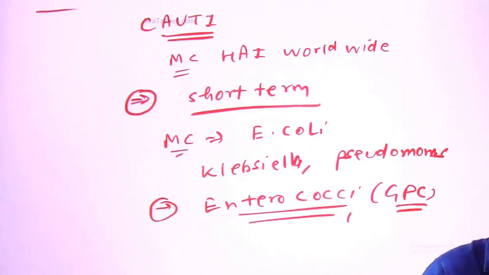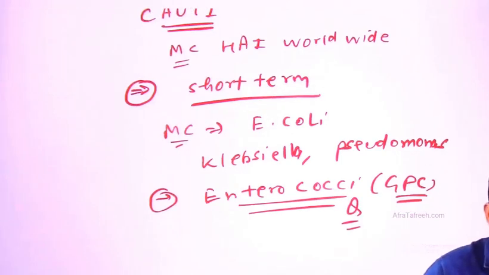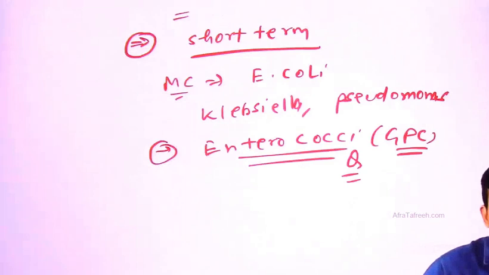This question can come, and they can form a framework by giving the culture media name, bile esculin agar and all that, and ask you which organism this is. So the answer is Enterococcus, which also associates with CAUTI. And I am telling these organism names in what? Short-term catheterization.